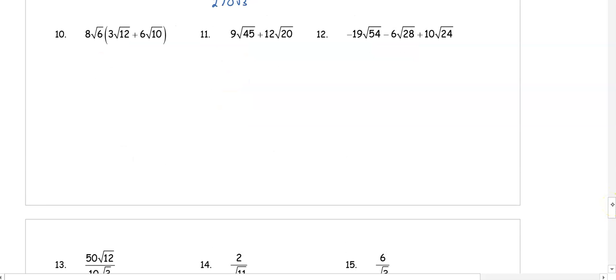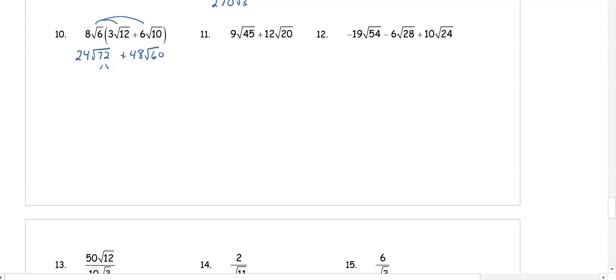In number 10, when we multiply and we distribute, we have 8 root 6 times 3 root 12. So 8 times 3 is going to be 24, and 6 times 12 is going to get us the square root of 72. And then we have 8 root 6 times 6 root 10. So that's going to get us plus 48 root 60.